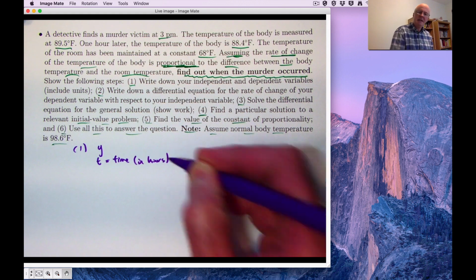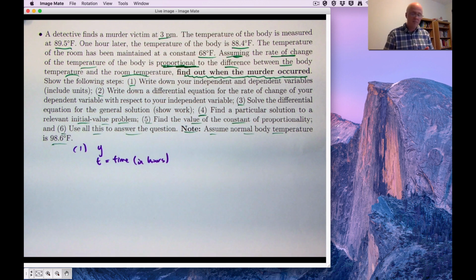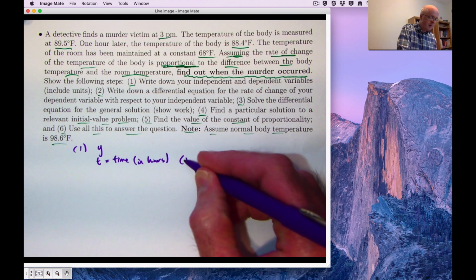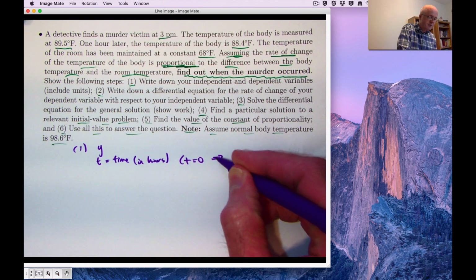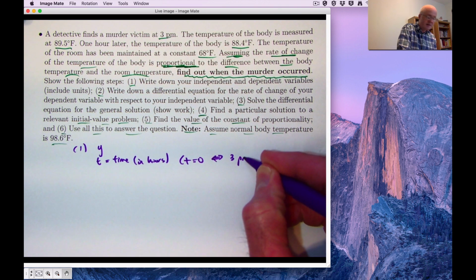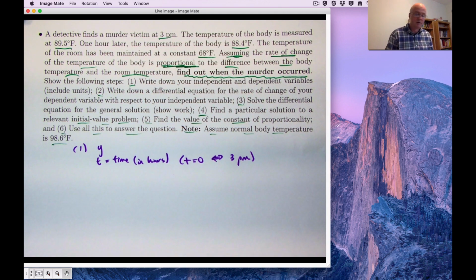Should we let t equal 0 correspond to 3 p.m.? Or maybe when the murder occurred? I think it's probably easiest to let it correspond to 3 p.m. And then when the murder occurred will be for some negative value of t that we'll have to solve for. So t equals 0 corresponds to 3 p.m. That's an arbitrary choice. I could have done something different, but it's a natural kind of choice.